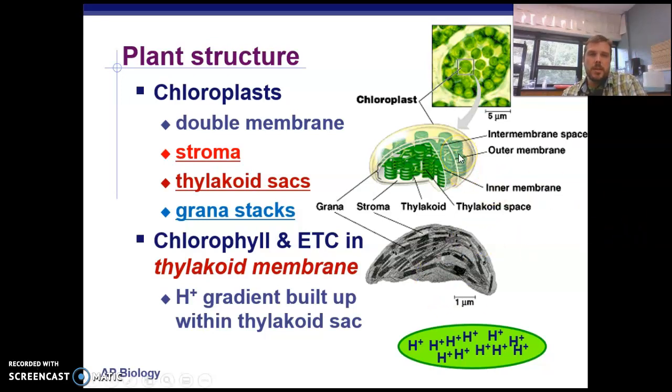So we've got an outer membrane and an inner membrane. So we have an intermembrane space in between those two that you can see in the real thing too. And then we have these things called thylakoids that look like green pancakes. And if I have a whole stack of those, I call it a grana. And then the liquid that fills the inner membrane is called the stroma.